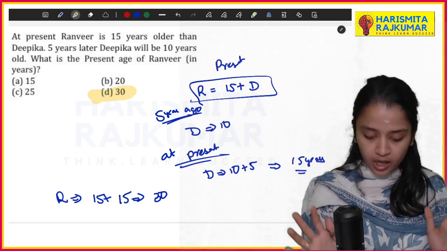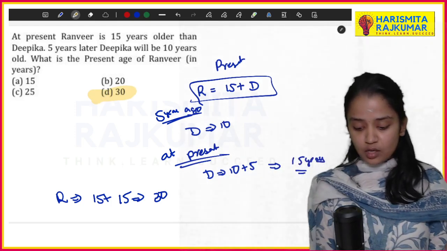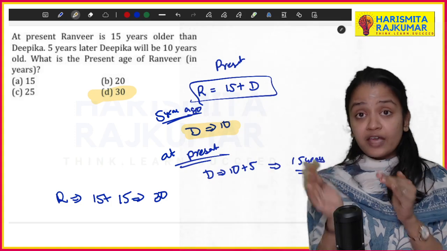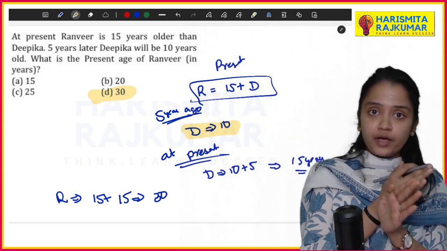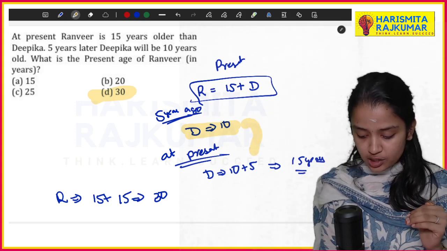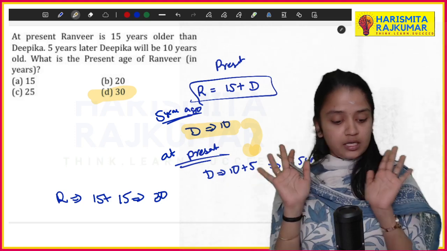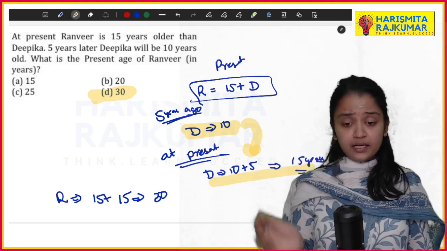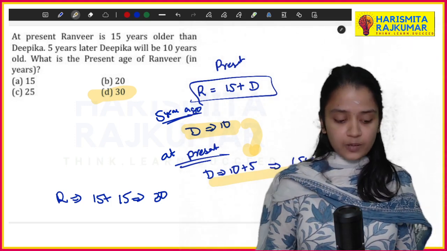Okay, so understand it clearly. 5 years ago, Deepika's age is 10. 5 years ago means before 5 years, so now her age is that age plus 5 only. Now, Deepika's present age is 15. So from that you can find Ranveer's age.